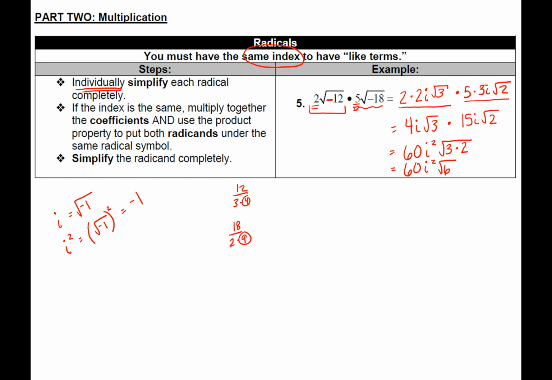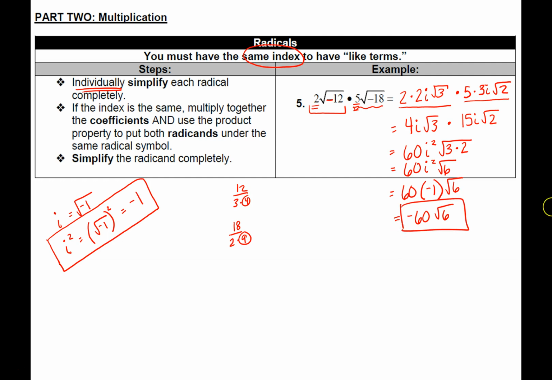This means that I need to do this simplifying anytime I get an i squared in my work. We're going to do a substitution. Every time you see i squared, you're going to rewrite it in your next step as negative 1. So that means we have 60 times i squared gets substituted as negative 1 times the square root of 6. So our final answer is negative 60 square roots of 6. That's my final answer there.